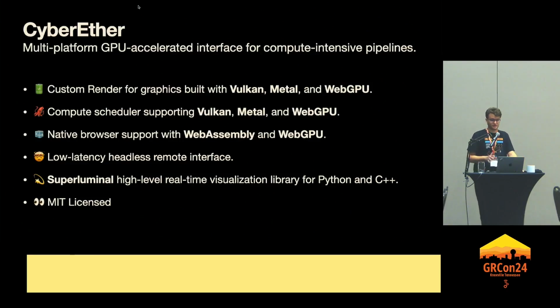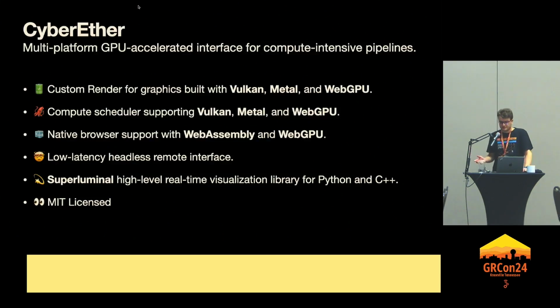So Jetstream render will abstract away the graphical APIs, Vulkan, Metal, Web GPU. You just need to code your element once, your line once, for example, and it will run on all three and can be selected at runtime, whichever you want to use. For example, if you're on a MacBook, you can choose Metal or Vulkan to run. It also has a low latency, headless remote interface. So you can receive the data, process the data, and instead of shipping the data out of your computer to the place where you want to visualize, you can just send the frame buffer of CyberEther to another location.